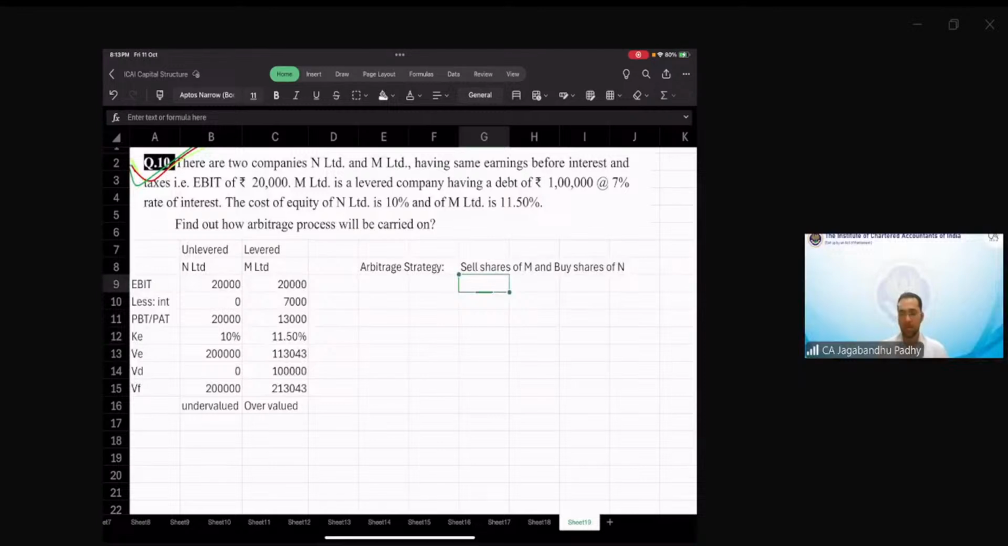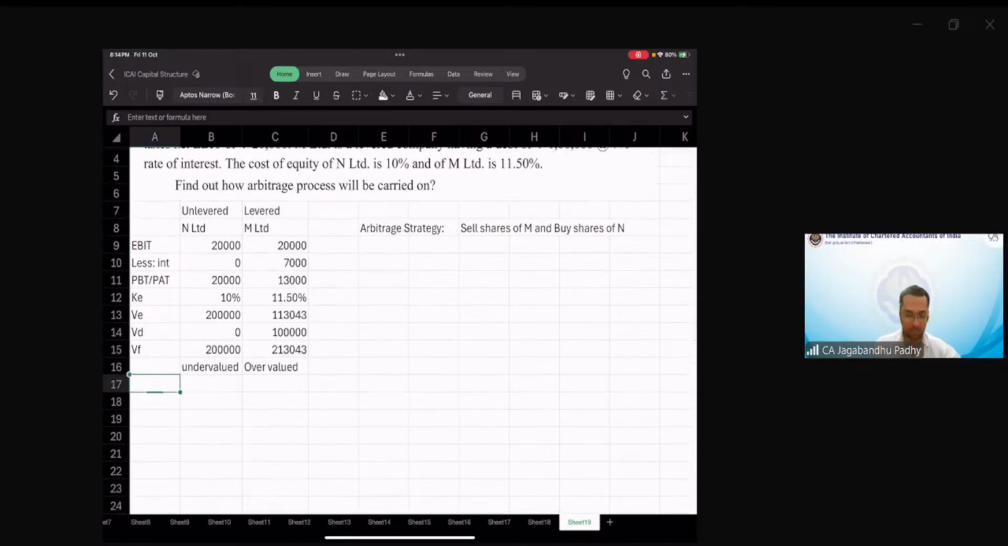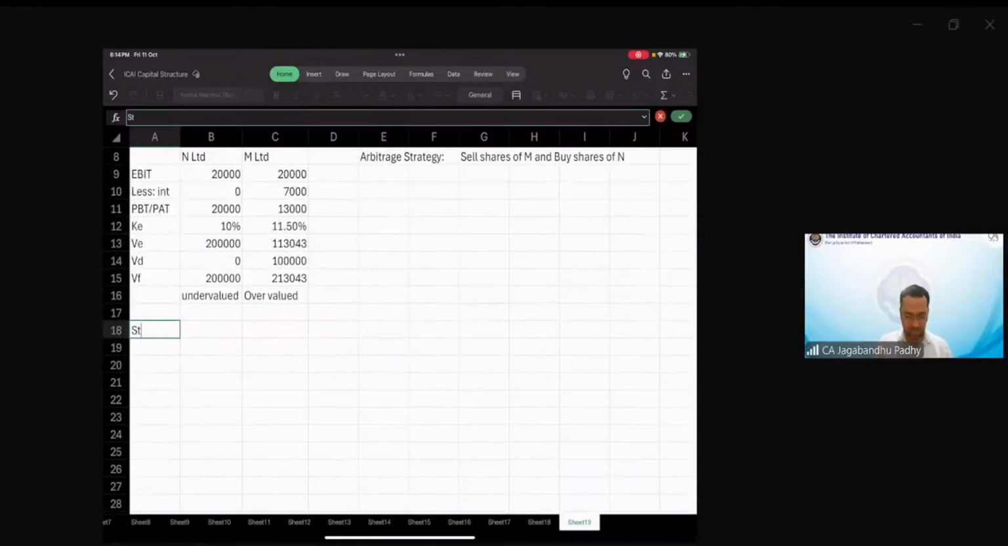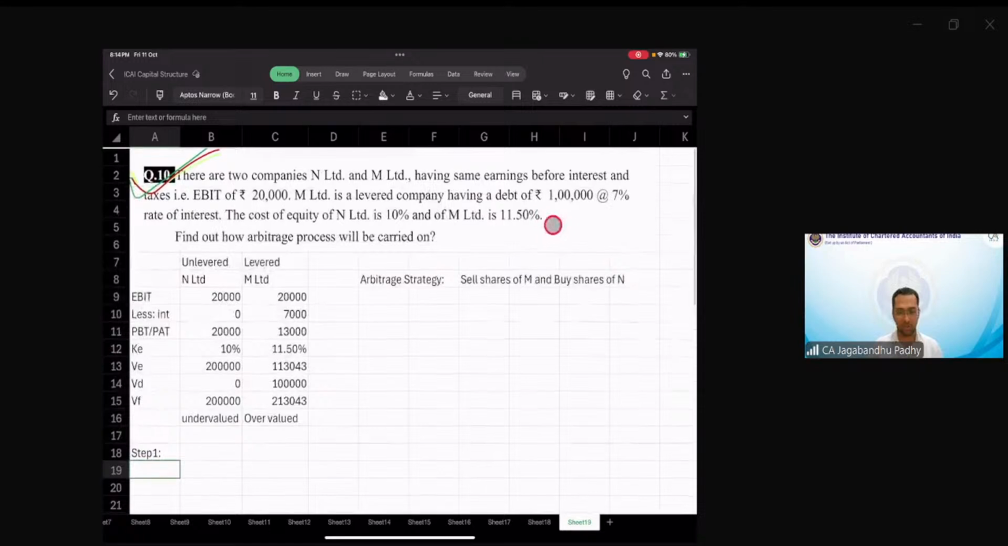Correct? Now, why would you like to do this? Just because it is undervalued or overvalued? No, because you will be looking to profit from it. You would be trying to make a profit by selling the shares of M and buying the shares of N. So let us see, are we really able to undertake this profit path? What are the steps that we have in this strategy?